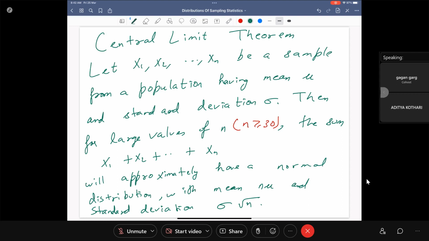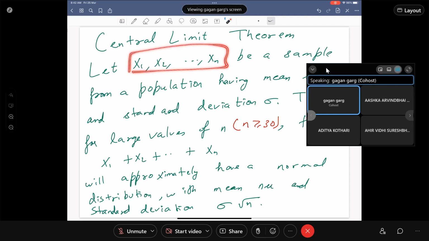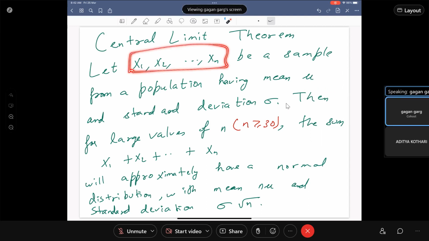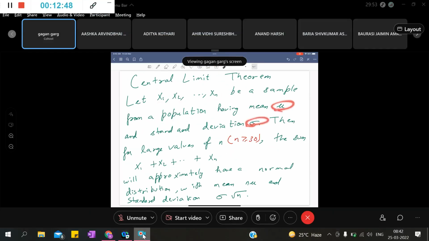Okay, so it's a very powerful theorem because we are not making any assumption about xi. We are not saying that x1 to xn are normally distributed. We are not saying they are binomially distributed. We are not saying they have a Poisson distribution, hypergeometric distribution, geometric distribution. We are not saying anything about the distribution of x1 to xn. That is what makes this theorem so powerful. So x1 to xn could have any probability distribution whatsoever. They are a sample from a population having a mean mu and a standard deviation sigma.